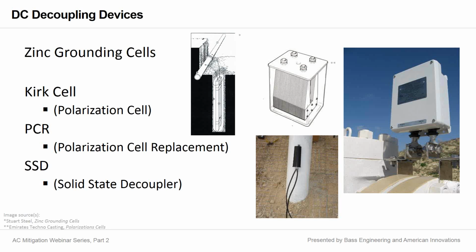They were somewhat effective. They have been replaced first with polarization cells. Again, you see a depiction of that in the top middle, also known as a Kirk cell. And then the other two devices that you see are the polarization cell replacement on the far right, and then in the bottom center, a solid state decoupler. We'll use abbreviations for both of those, PCR and SSD respectively.